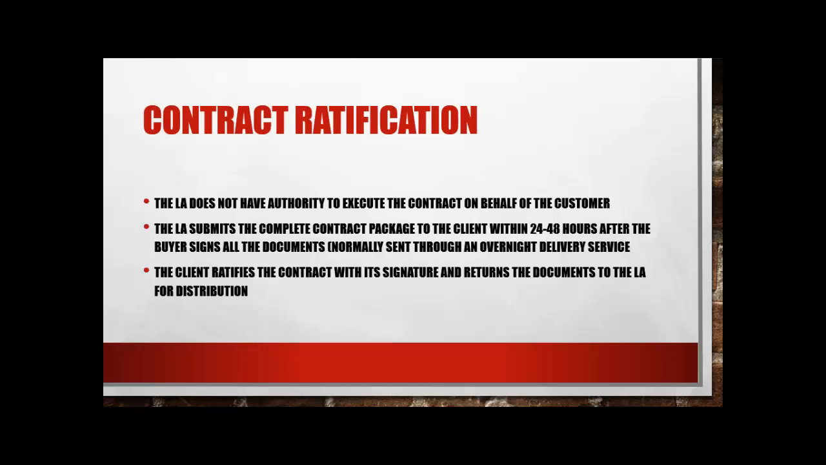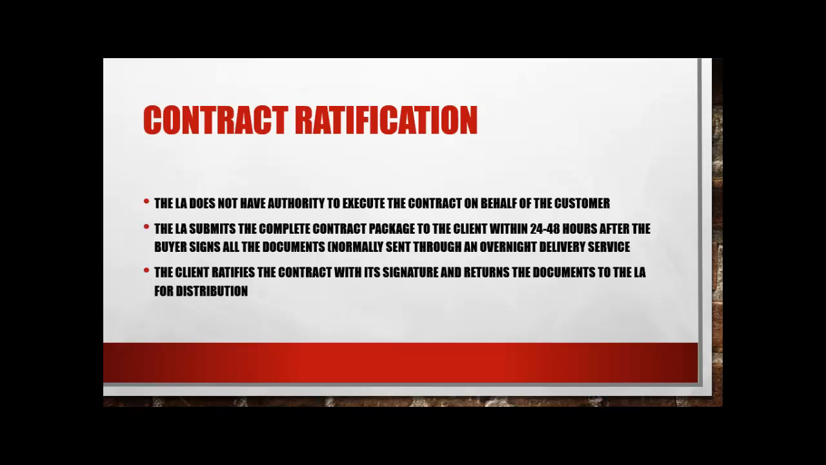The listing agent submits the complete contract package to the client within 24 to 48 hours after the buyer signs all the documents. This is normally sent through an overnight delivery service. The client then ratifies the contract with its signature and returns the document to the listing agent for distribution to the buyer's agent and to the buyer themselves.